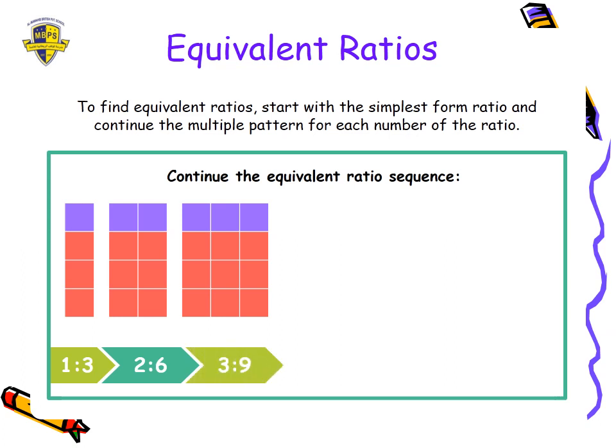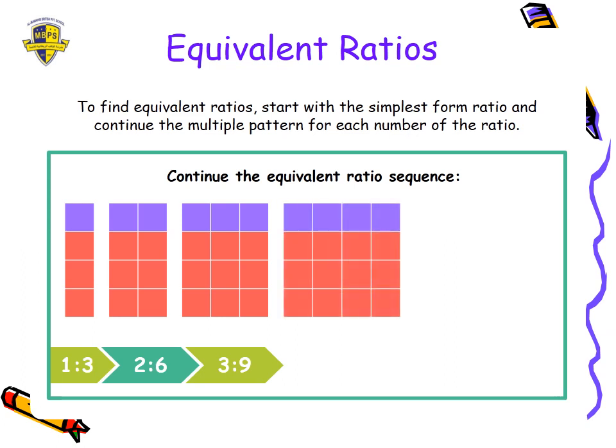Observe, grade 4, here. 1 to 3 is equivalent to 3 to 9. So this is like I multiply 1 to 3 by 3. 1 multiply 3, 3. 3 multiply 3, 9. The fourth example, 4 columns. So 4 purple to 12 red. And here, what do you think? 5. Excellent. 5 purple and how many red? Excellent. 5 to 15.